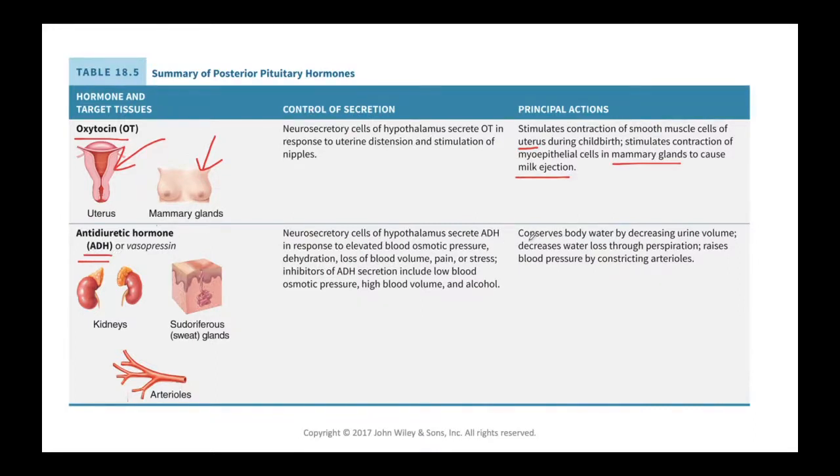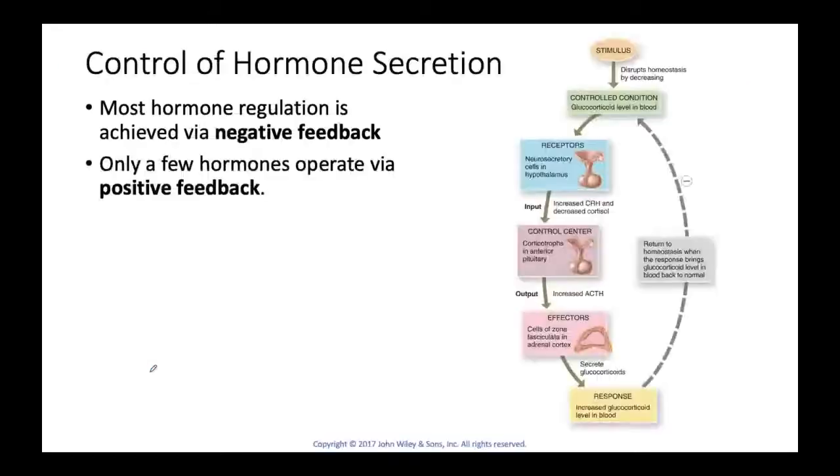Antidiuretic hormone is designed to conserve body water by decreasing urine volume, decreasing water loss through perspiration, and it's involved in raising blood pressure by constricting the arterioles, right? Making these more narrow. Okay, we'll take a break.